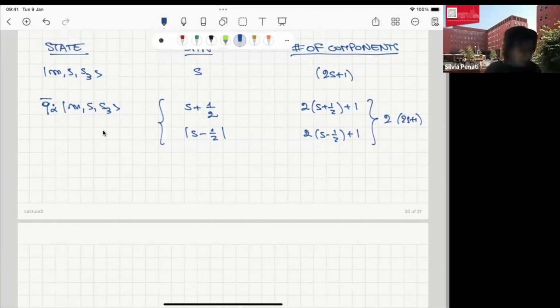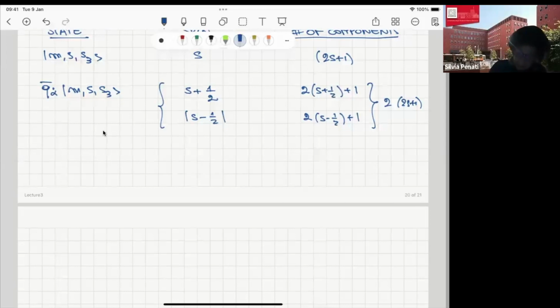Okay. Then I can move on. What I can do is to apply another Q bar. Okay, let's see what happens. I can apply Q bar beta dot to the previous state.